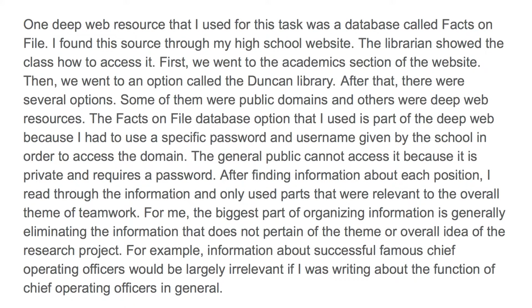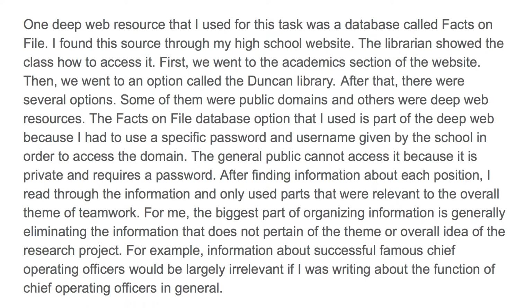One deep web resource that I used for this task was a database called Facts on File. I found this source through my high school website. The librarian showed the class how to access it. First, we went to the academic section of the website. Then we went to an option called the Duncan Library. After that, there were several options. Some of them were public domains and others were deep web resources.